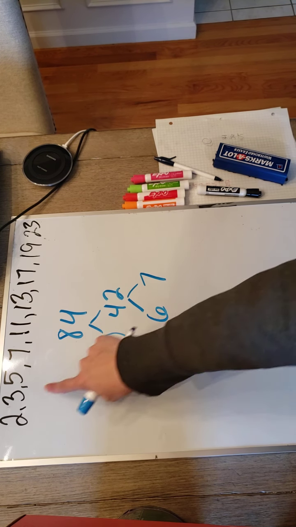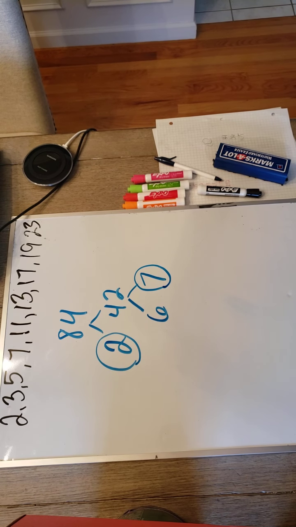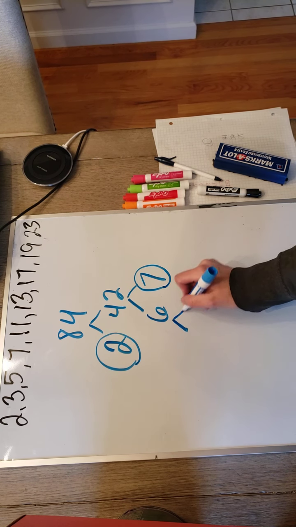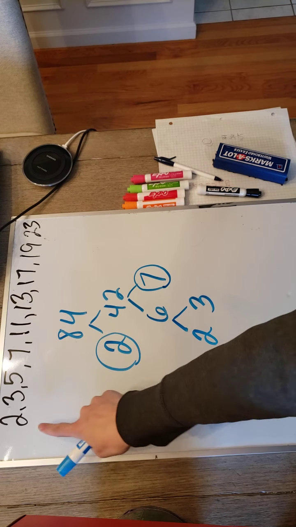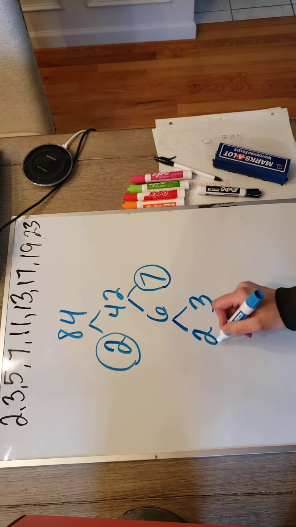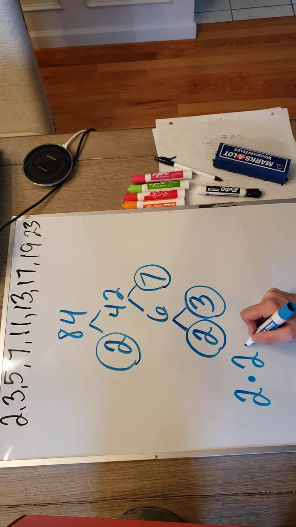Is 6 prime? No, it's not. Is 7 prime? Yes, it is. I cannot make my list yet because of my lower lines. The 6 is not circled. What times what is 6? 2 times 3. Are 2 and 3 prime? Yes, they are. List your numbers from small to big.